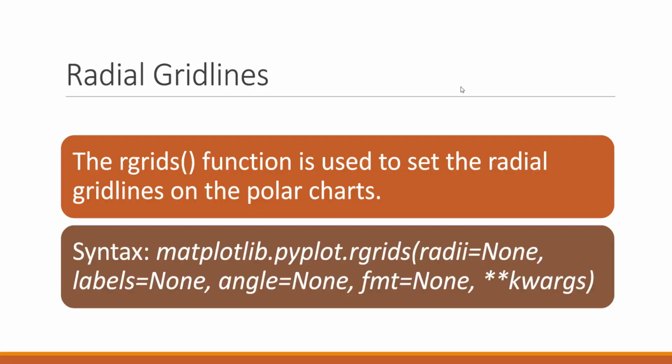The next one is angle. By default it has None value, but it takes a float value, and it is the angle at which the labels are displayed; by default the angle is 22.5 degrees. The next one is fmt, which has None as a default value, and it is used to format the grid structure. And the last one is keyword arguments. So let's see an example related to this.